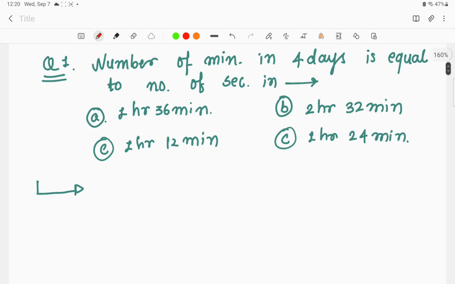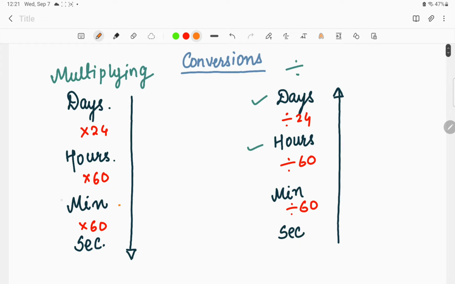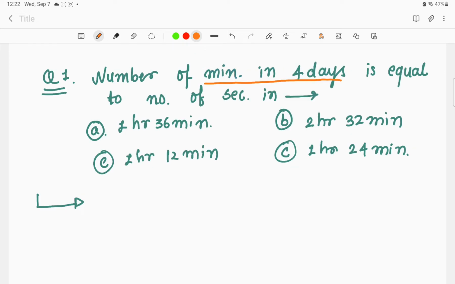The question asked to you is: the number of minutes in 4 days is equal to the number of seconds in how many hours and minutes? So for solving this question, try to understand that here we are going from days to minutes. Number of minutes in 4 days, we are moving from days to minutes. So basically what we have to take here is the number of minutes in 4 days.